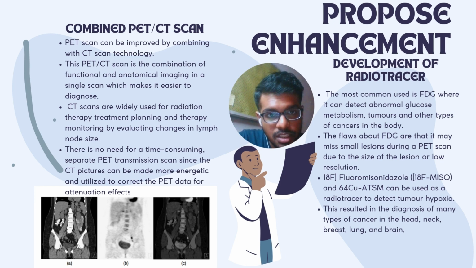So the next enhancement we can do is to develop radiotracers. The most common is FDG, which can detect abnormal glucose metabolism, tumors, and other types of cancers in the body. The flaw of FDG is that it may miss small lesions during a PET scan due to the size of the lesion or low resolution. So for example, 18F-MISO and 64Cu-ATSM are examples of radiotracers which can be used to detect tumor hypoxia. Therefore, this results in the diagnosis of many types of cancer in the head, neck, breast, lung.